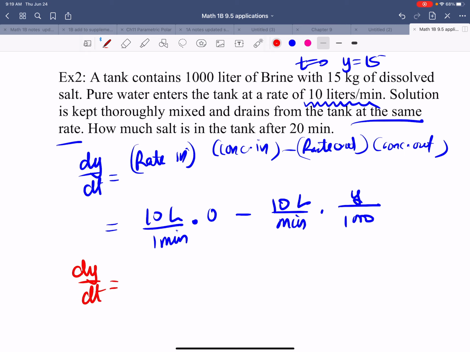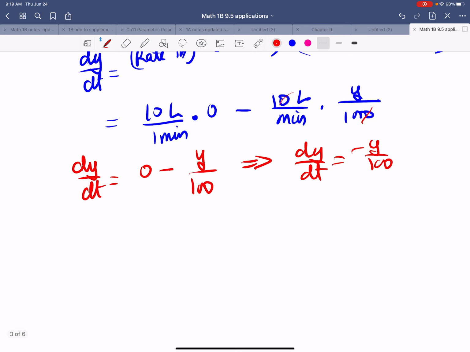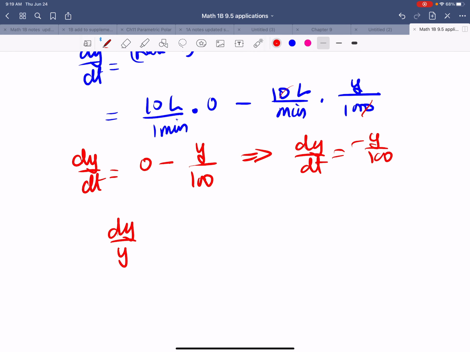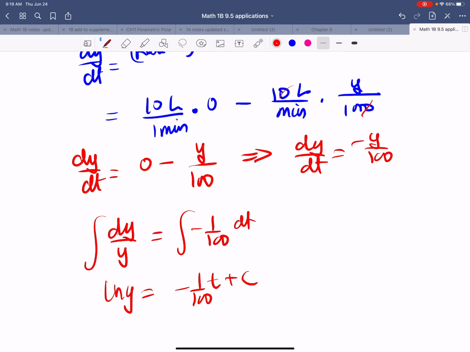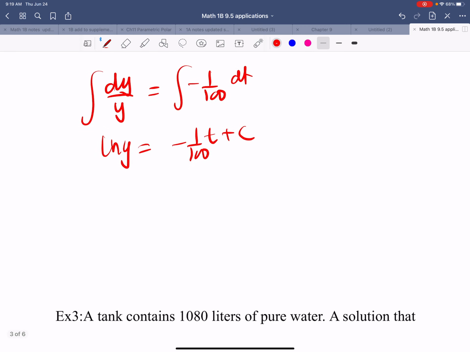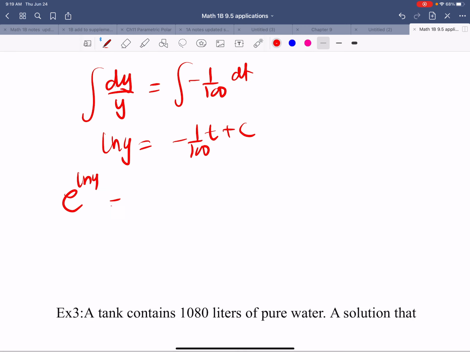All right, so now we are going to clean up this differential equation and go ahead and solve it. dy/dt is equal to 0 minus, this is going to be cancelled, y over 100. So it turns out dy/dt is equal to negative y over 100. Let's isolate the variables. dy over y is equal to negative 1 over 100 dt. Time to integrate: natural log of y is equal to negative 1 over 100 t plus c. Raise both sides to the power e.